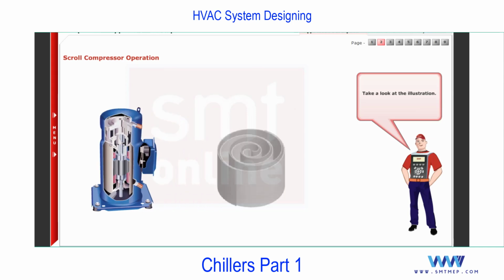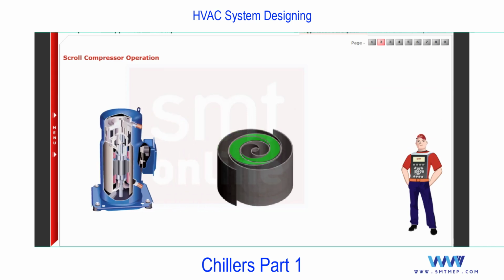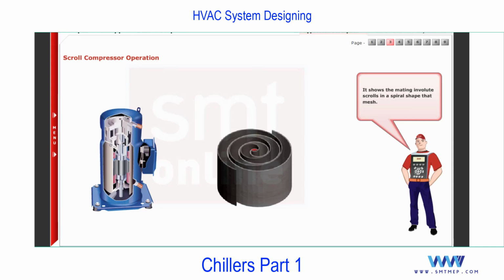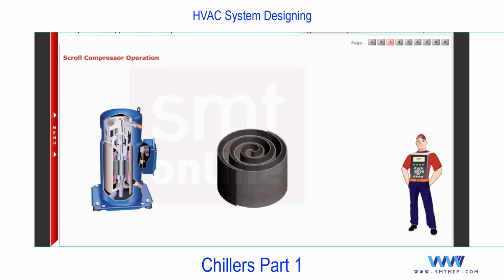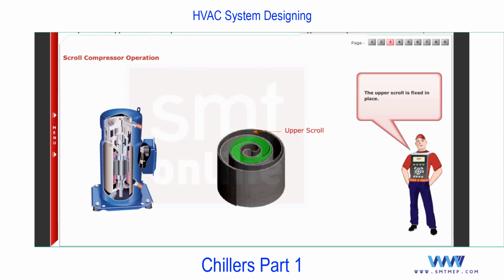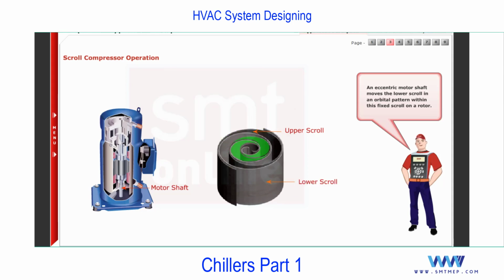Take a look at the illustration. It shows the mating and volute scrolls in a spiral shape that mesh. The upper scroll is fixed in place. An eccentric motor shaft moves the lower scroll in an orbital pattern within this fixed scroll on a rotor.